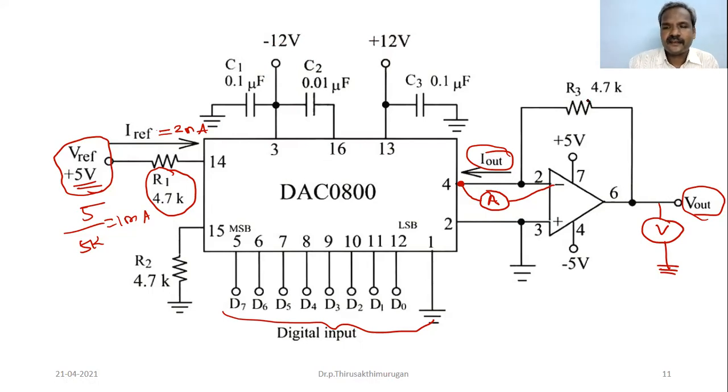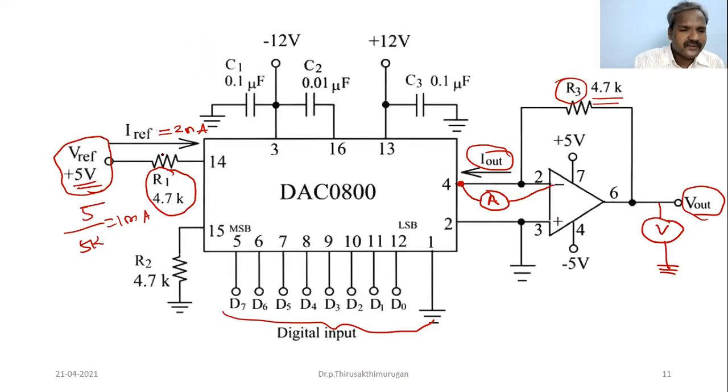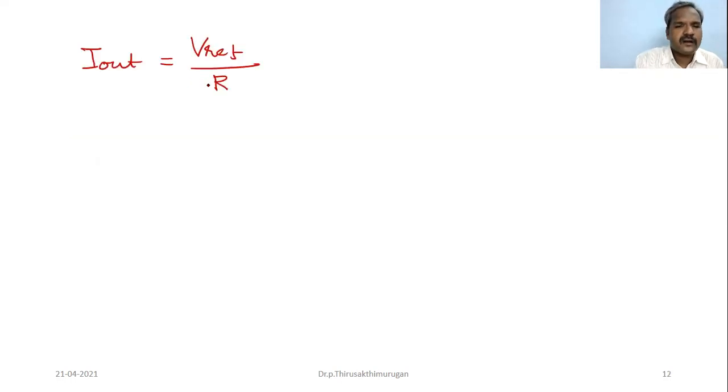Here this is the feedback resistor, 4.7K. As we saw in the 4-bit DAC, what is the current output relation here? So I out equals, approximately, V reference by R reference. That is R1; it is better to keep it as R reference.